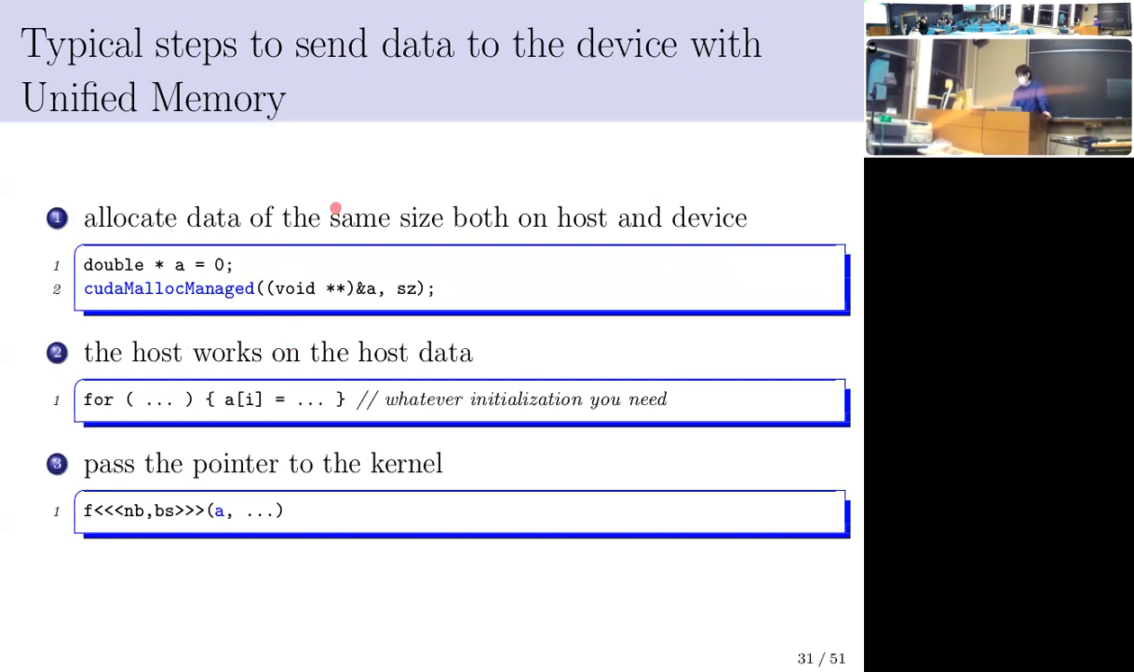But with that said, this is how you can send data back and forth between CPU and GPU. So these are the steps to send data from the CPU to the device using unified memory. The only difference is that you call CUDA malloc managed instead of CUDA malloc, and that's basically it. You don't have to call CUDA memcpy, and you can maintain only a single pointer, which is very convenient from the programmer's perspective.